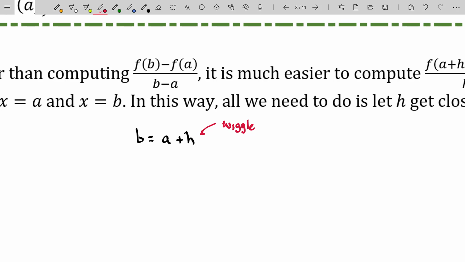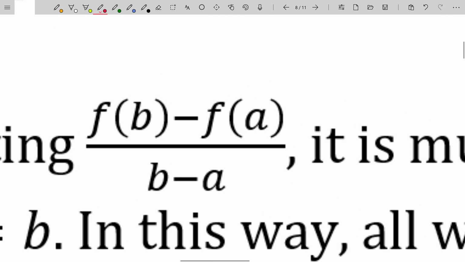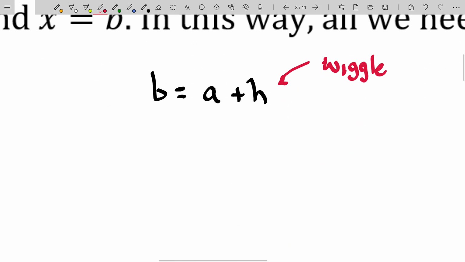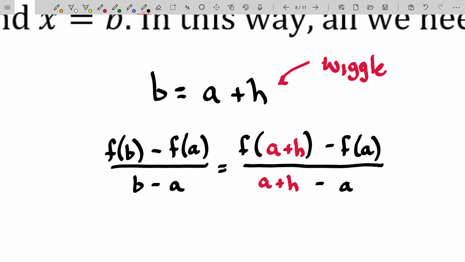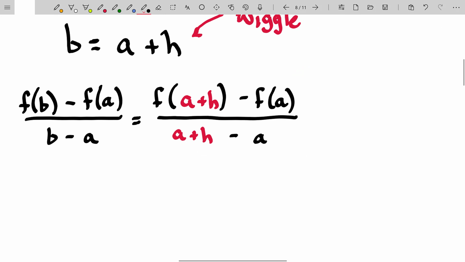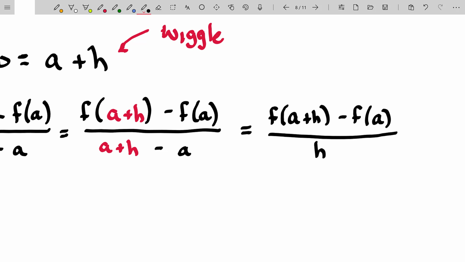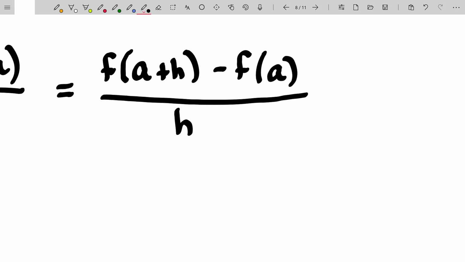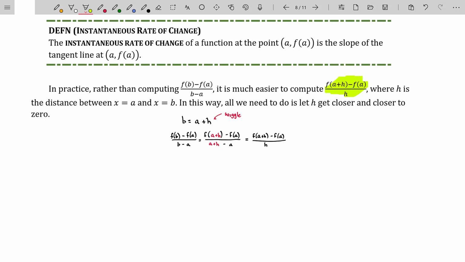So if b is allowed to be just the value of a plus a wiggle bit away from a, then f of b, the slope of the secant line, f of b minus f of a over b minus a, well, that can be rewritten as the following. Instead of b, we have a plus h in both the numerator and the denominator. And what you see in the denominator is that the a's will cancel, and you get this beautiful result, f of a plus h minus f of a all over h. That should be hauntingly familiar to you. That is called the difference quotient. And it's also this guy right here.